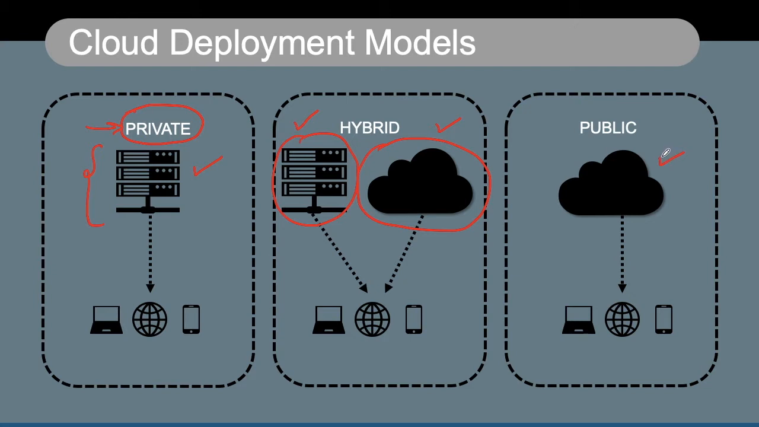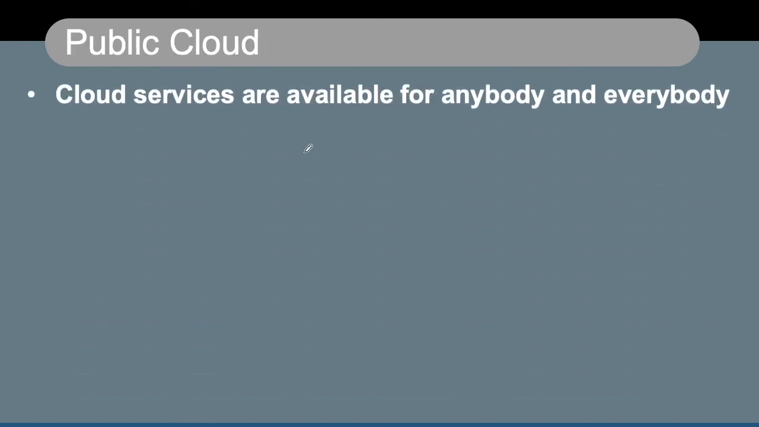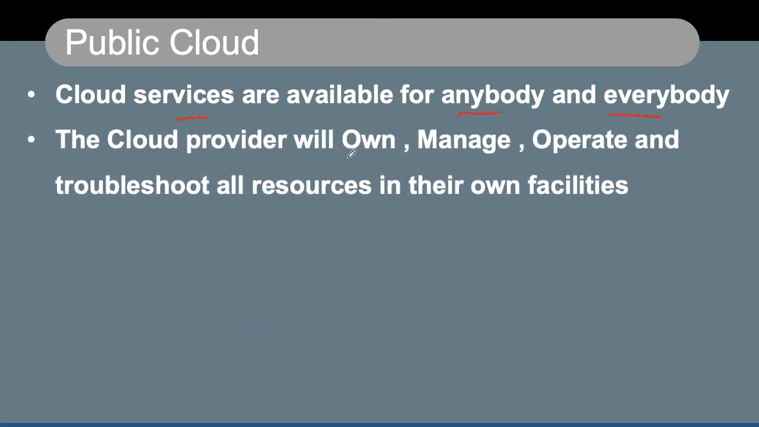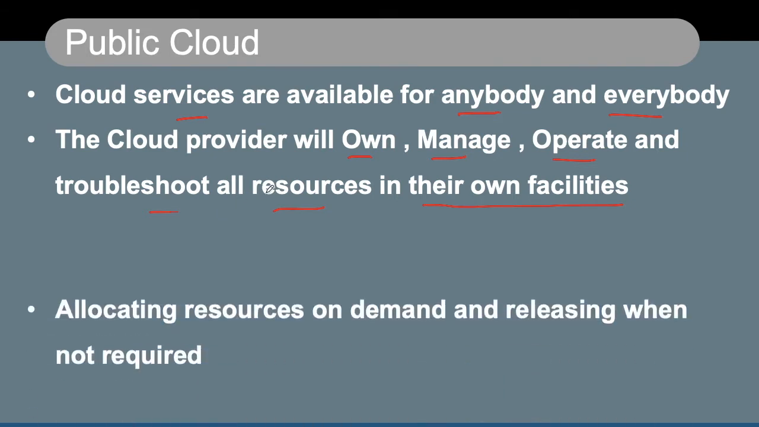So let us understand all these cloud deployment models one by one. In case of public cloud, cloud services are available for anybody and everybody. The cloud provider will own, manage, operate and troubleshoot all resources in their own facility. They have big, huge data centers, which are owned, managed, operated and troubleshot by the cloud provider.